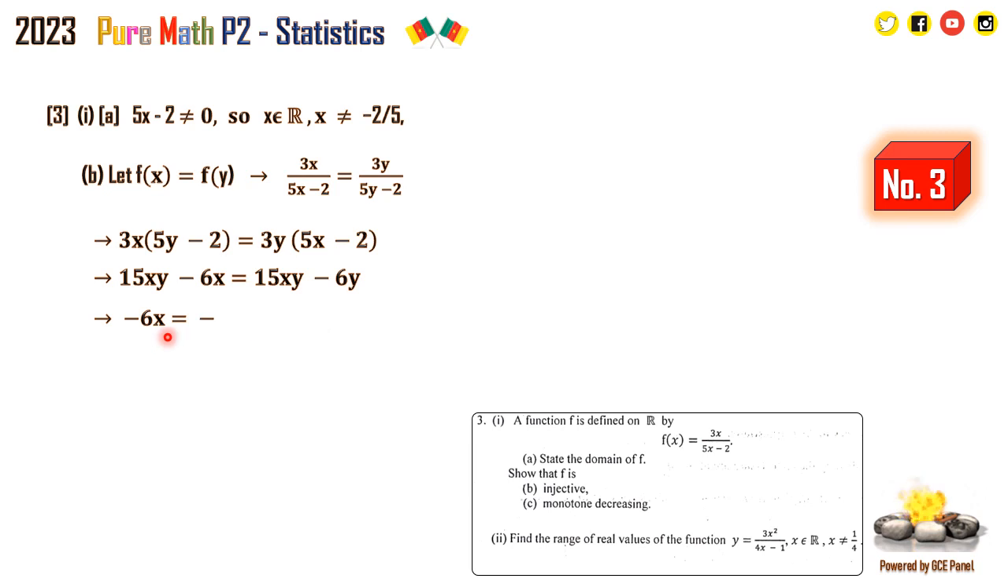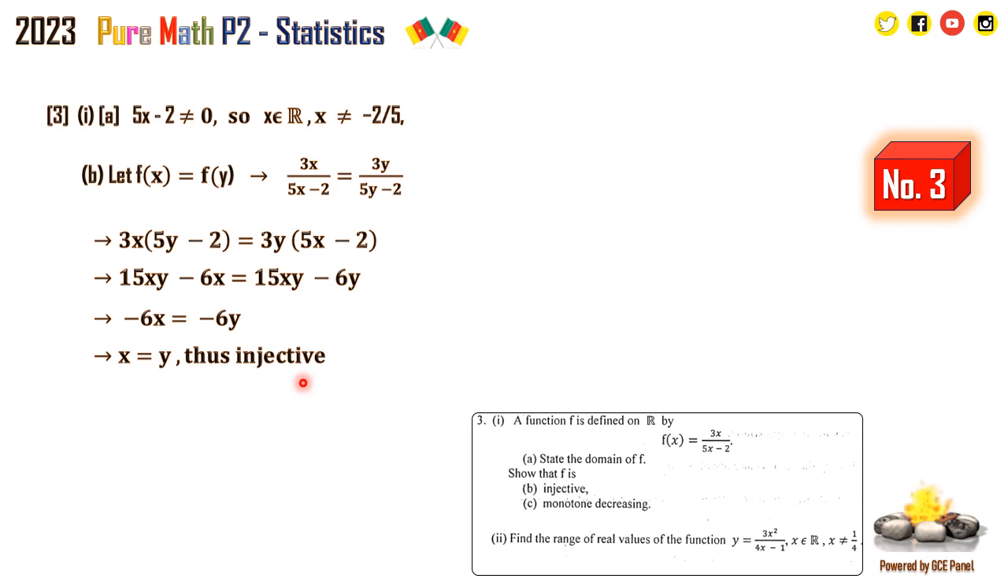Bringing like terms together, 15xy will cancel out on both sides. We'll be left with negative 6x on the left hand side and negative 6y on the right hand side. So from here, when we divide all through by negative 6, we have x equals y. And we conclude that, therefore, f is injective, or f is an injection. Sometimes we talk about injection instead of being injective. So therefore, f is an injection.